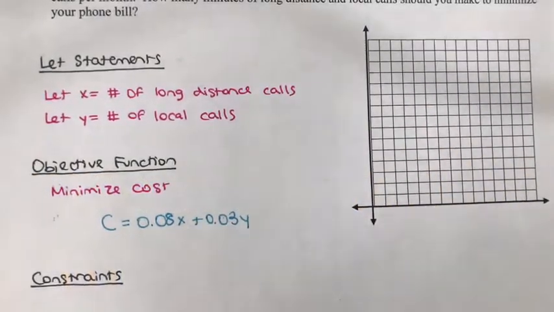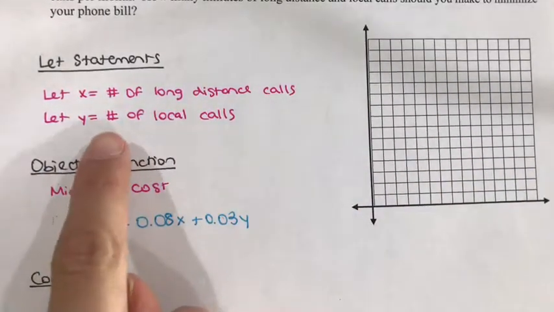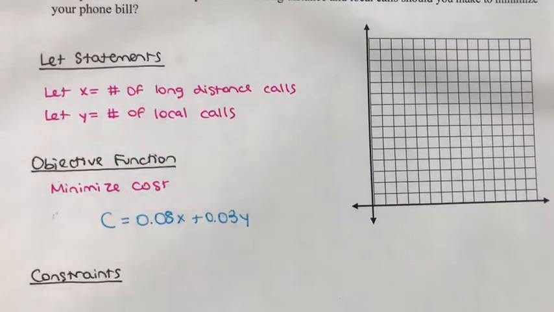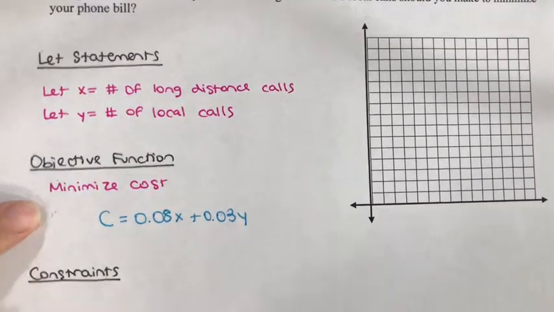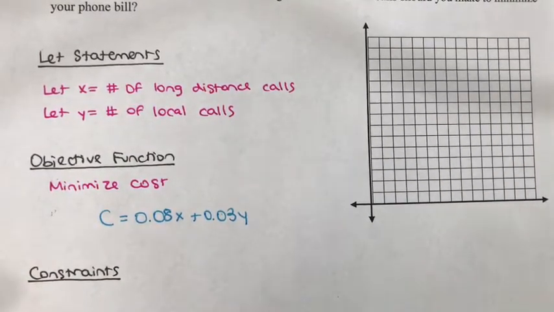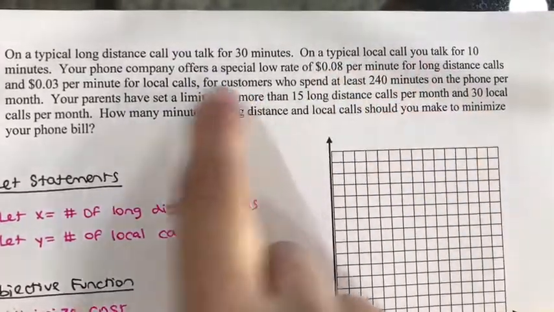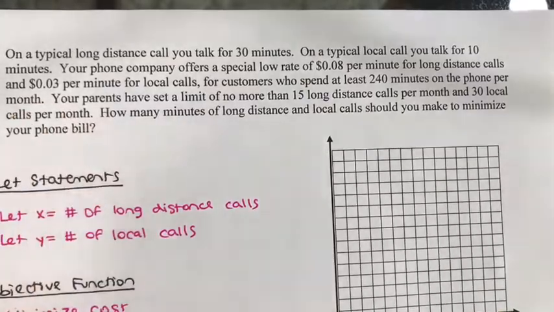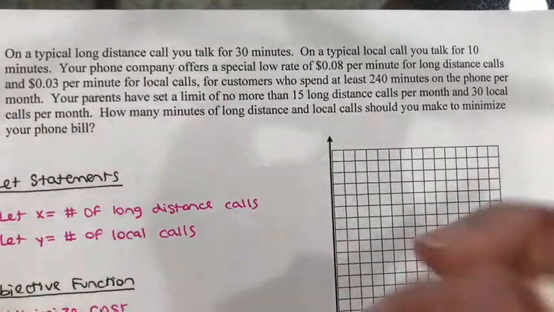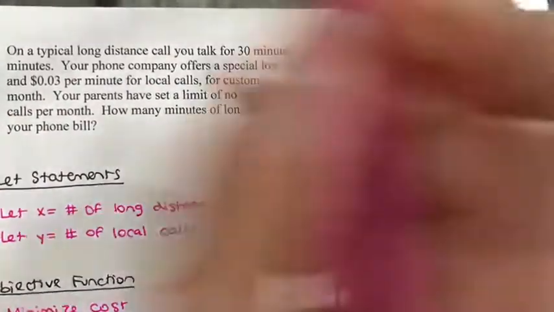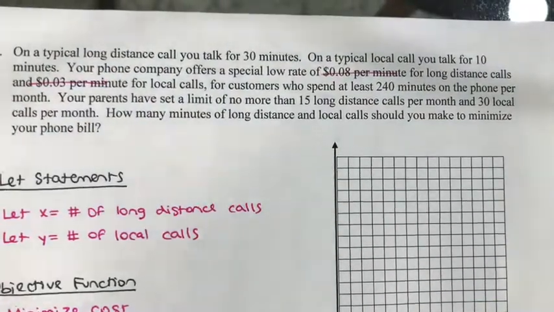Okay, so I have our let statements here. We're talking about the number of long distance and local calls. Our goal is to minimize the cost. So I went up to the problem and I said, okay, where did we talk about cost? And it was only these two portions. So while we're at it, I'm just gonna cross that stuff out, okay, because we're done with that information, okay?